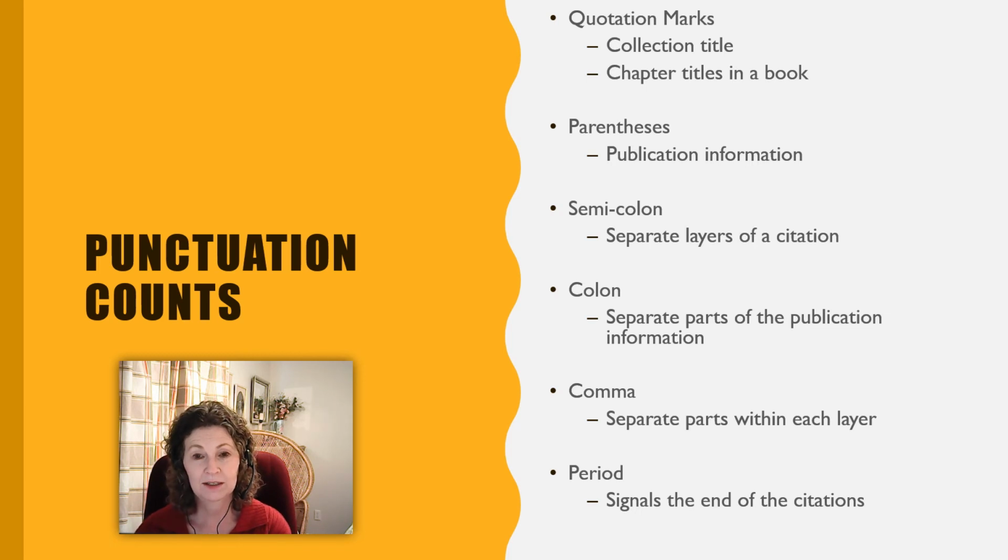If we were citing a book, we put the publisher and the date of publication and place of publication also within parentheses. Semicolons are an important thing to remember with a layered citation because they separate the layers of the citation. The colon, the two little dots, separates parts of the publication information. A comma separates each part within the layer, and then we put a period at the very end, which signals the end of our great citation.